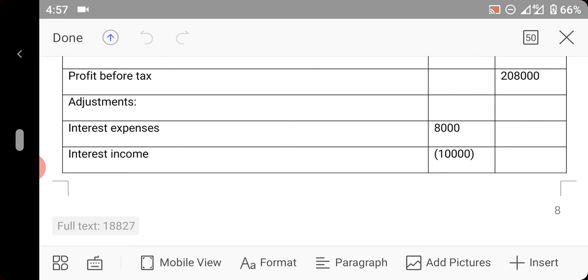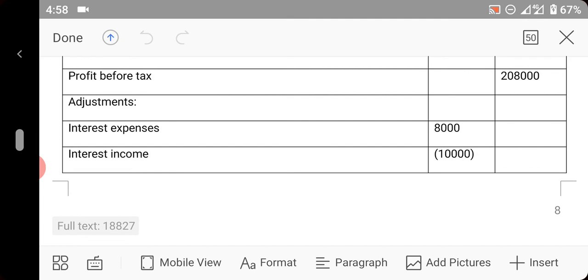The first thing you do is to bring in your profit before tax. When you bring in your profit before tax, you now take care of your adjustments. Then if there was interest expenses, you bring it and add it back. If there was interest income, you bring it and less it. Now we want to remove those things that were deducted that were not supposed to be deducted in the profit or loss, and we want to also add back those things that were not supposed to be added. All right.